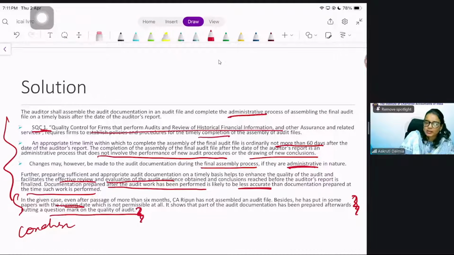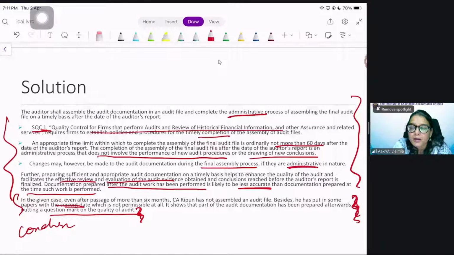So you had to use the knowledge and write this conclusion on your own, that by doing this, it is creating a question on whether Ripun is able to follow the standards and is able to maintain quality of audit or not. Okay. So this full part is already done 2-3 times. But here is where you have to give a conclusion that why what he did was wrong. See, no flaw has been found in the audit report. There has been a delay in the audit file assembly. There has been no fault found in the opinion. But all this is suggesting whether he has maintained quality control or not. Is that clear? And that is why it brings a question mark on the quality of audit.